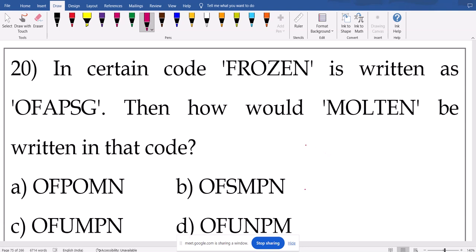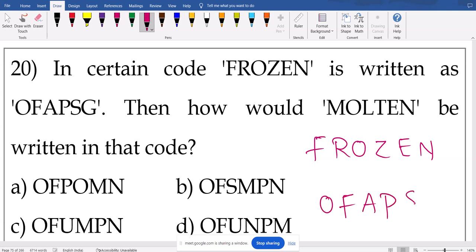That means there may be some swapping happening. We'll check. Frozen, OFA. I think this is a repeated question we discussed. Maybe long back we discussed it, because I know the last 2 letters in frozen are EN. In the code, the first 2 letters are for molten's last 2 letters.